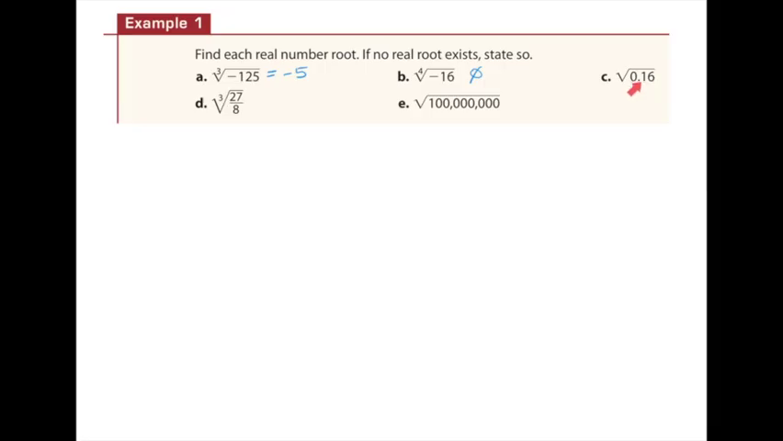Let's look at decimals. All right. This is the square root. If this were just 16, I would say it's 4. However, I have decimals. So I have an even root and an even number of decimals. And think about how decimals work.